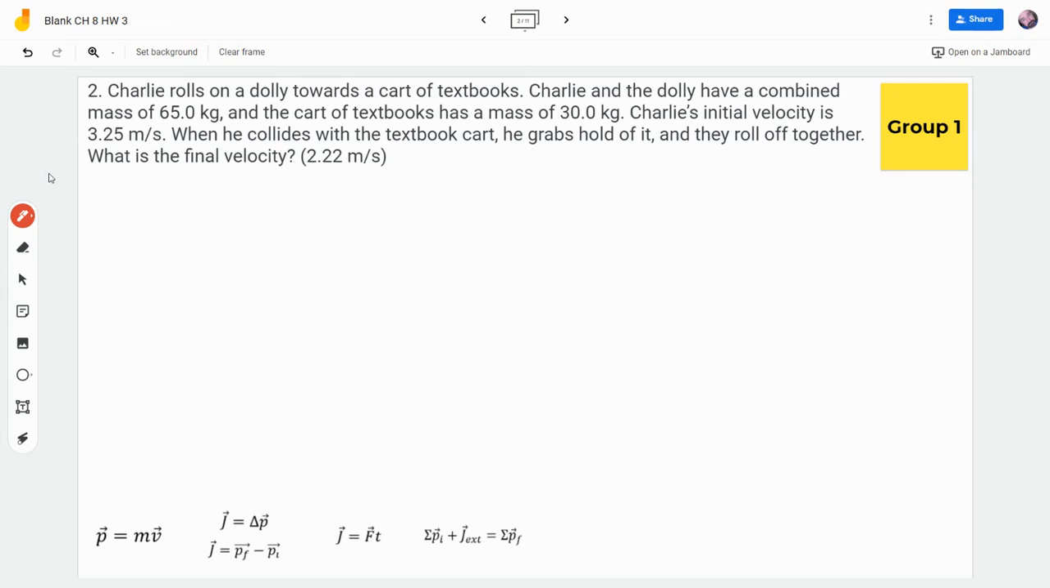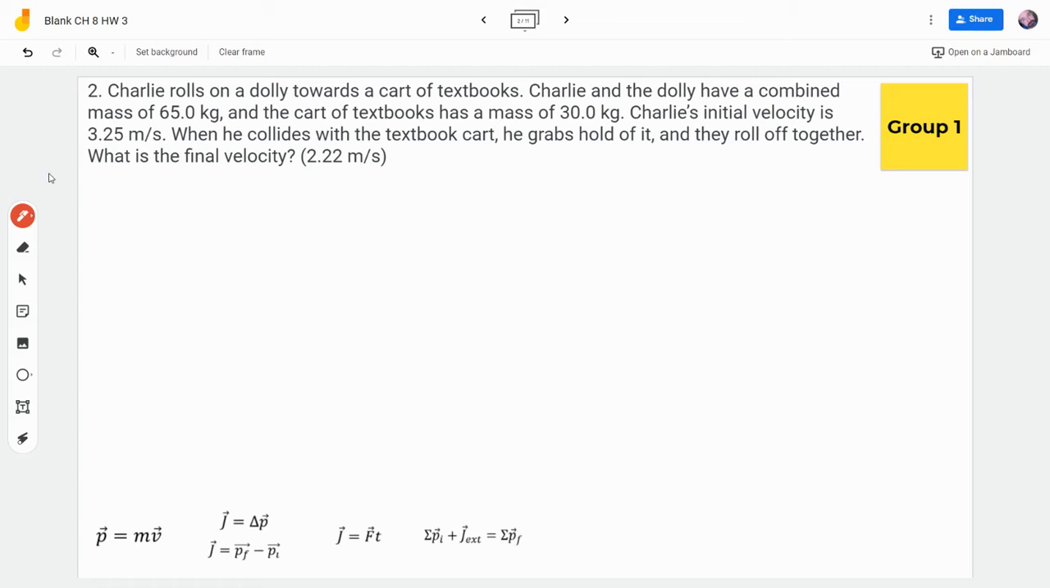We've got Charlie rolling on a dolly, like the little scooter things you used in elementary school gym class, basically a skateboard, towards a cart of textbooks. So imagine a rolling file cart loaded up with textbooks. Charlie and the dolly have a combined mass of 65 kilograms, and the cart of textbooks has a mass of 30 kilograms. Charlie's initial velocity is 3.25 meters per second. When he collides with the textbook cart, he grabs hold of it, and they roll off together.